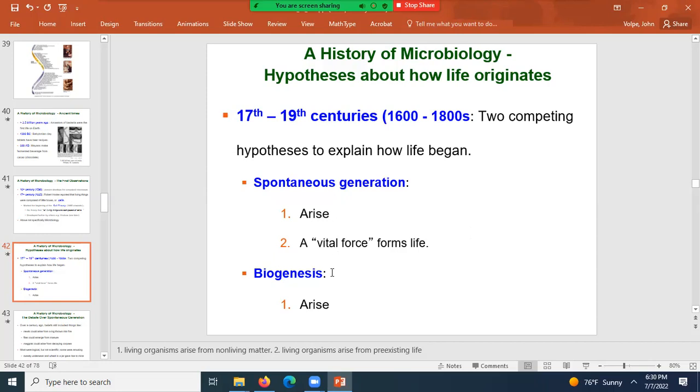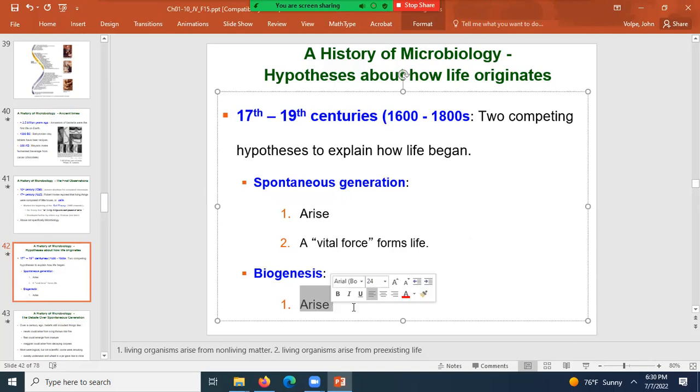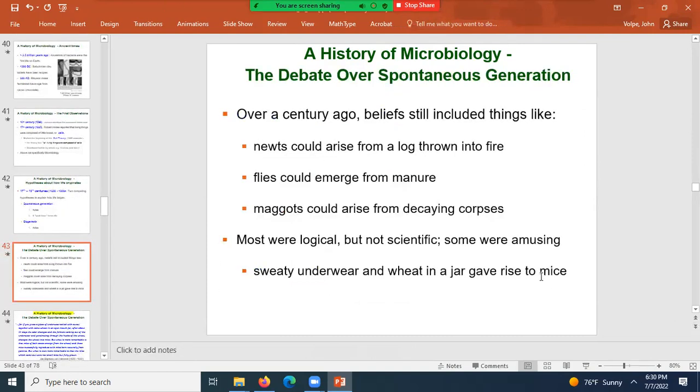The second theory was biogenesis, that life only arises from other life. For example, everybody knows a baby only comes from its parents. So the baby comes from living organisms. Over a century ago, beliefs still included things like you threw a log into the fire, sometimes a newt would come out. And people would say, that's proof that newts spontaneously generate.